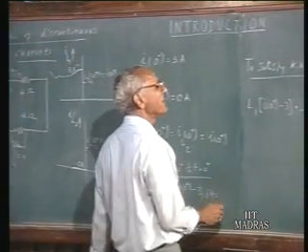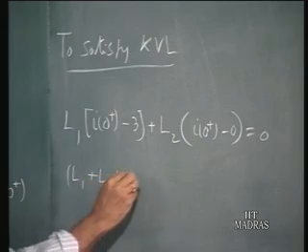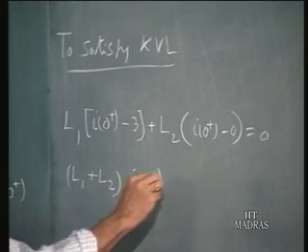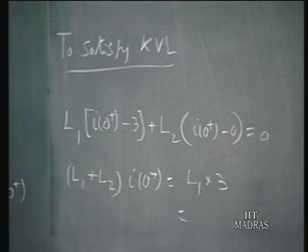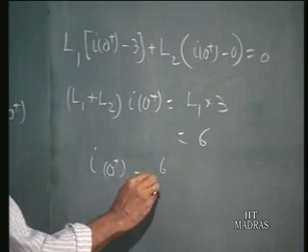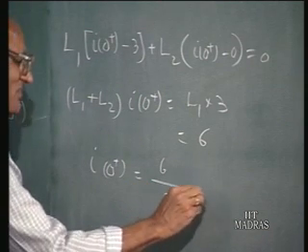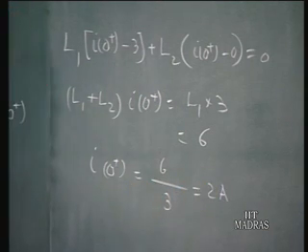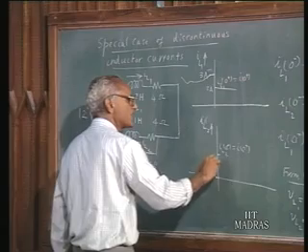So, solving this, we get that (L1 plus L2) times I0+ equals L1 times 3. L1 equals 2 Henries, therefore this is 6, therefore I0+ equals 6 divided by L1 plus L2, which is 3, that is 2 amperes. Therefore, this current has jumped from 3 amperes to 2 amperes, and this current has jumped from 0 to 2 amperes.